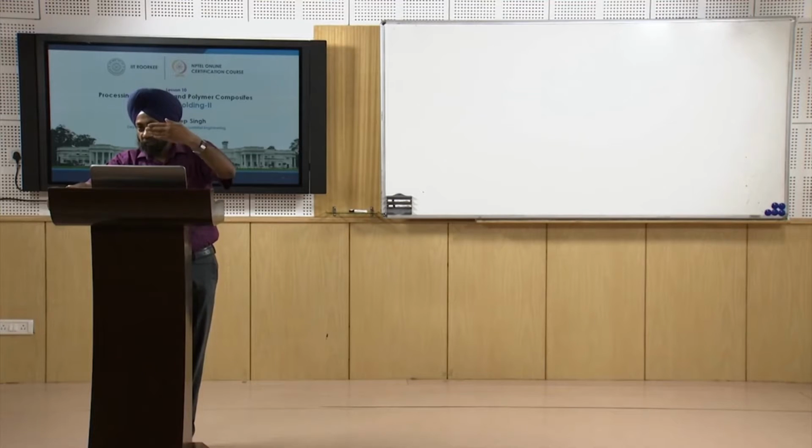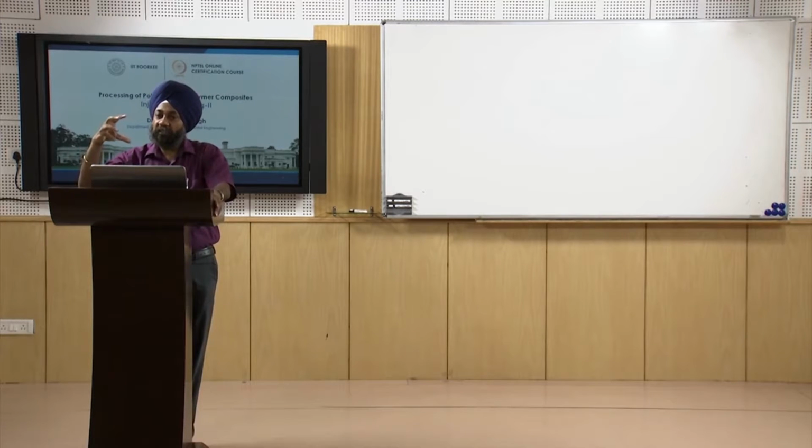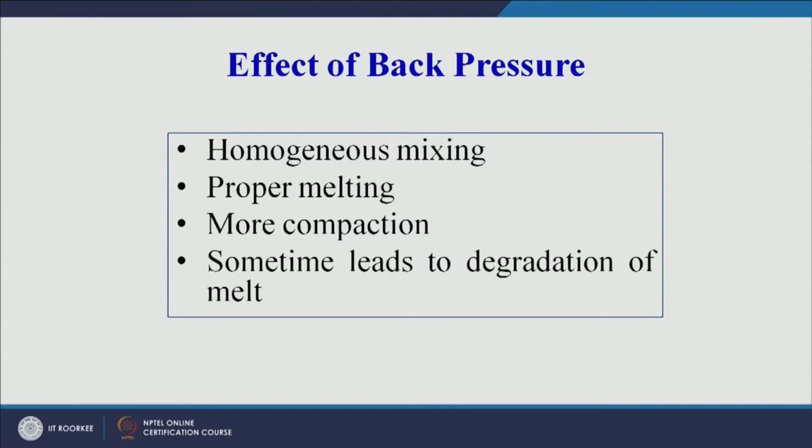So after one single shot, the screw has to move back so that it can bring more material to be pushed in the next cycle. So that pressure that is exerted by this material on the screw during its backward movement is called the back pressure. Now how can this affect the process? Effect of back pressure: it will lead to homogeneous mixing, proper melting, more compaction. Sometimes it may lead to degradation of the melt.